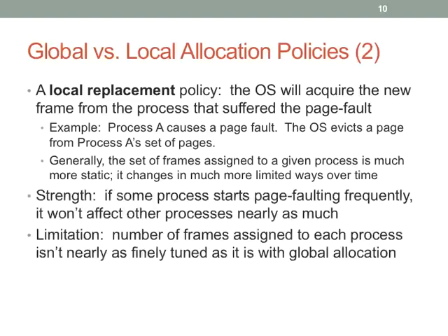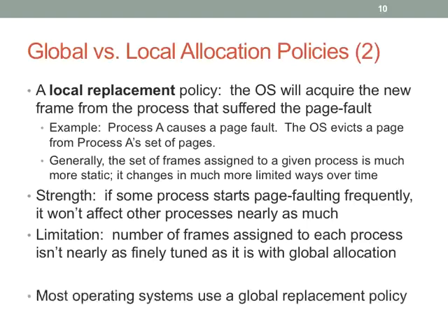Okay, so the number of frames assigned to each process isn't as finely tuned. I have to now solve that problem. So you can see that a local replacement policy solves one problem and causes another. So this is why most OSs use global replacement.